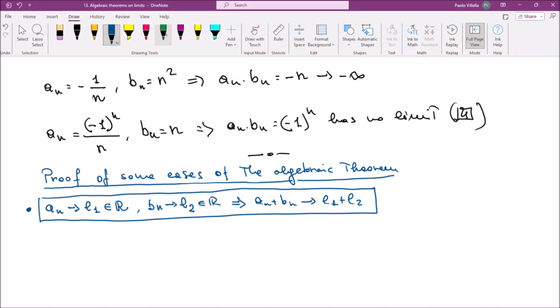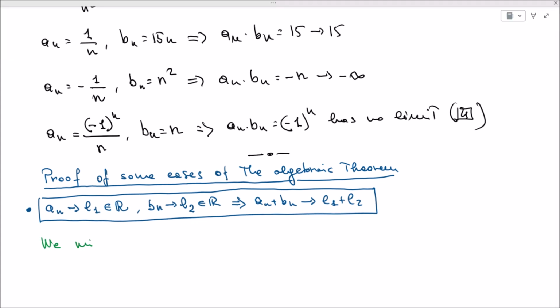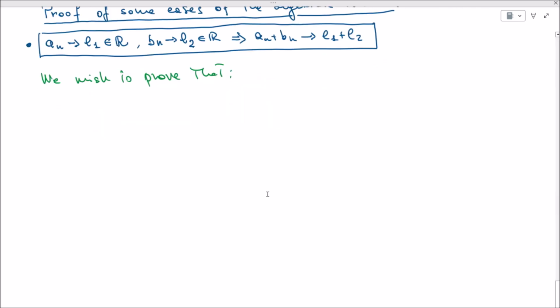Now, before giving the formal proof, let's get some idea, okay? And I will be writing now in green to represent the fact that we are trying to approach the idea of the proof just by intuition, and then we'll formalize this later. Okay, so what we wish to prove is the following. We would like to prove that for every epsilon larger than 0, the difference between L1 plus L2, which is the final limit, and the sequence an plus bn, which is the sum of the two sequences, will be less than or equal to epsilon definitively. This is what we want to prove.